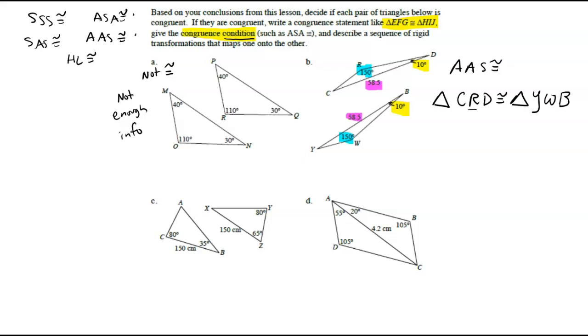So anytime we say our triangles are congruent, this is a statement, right? And I want you to think of this as like the reason, right? Why do we get to say our statement is true?